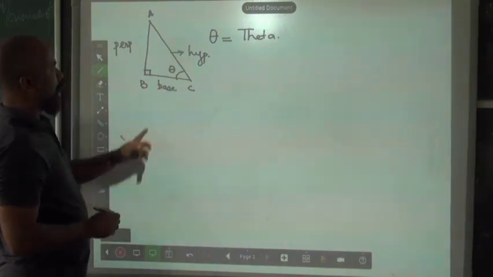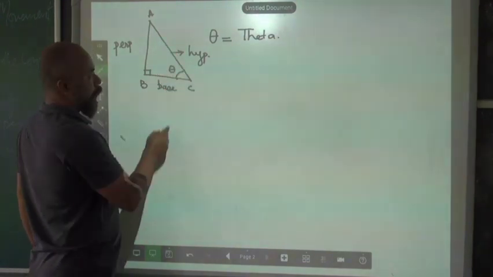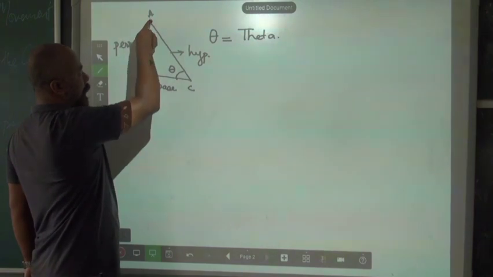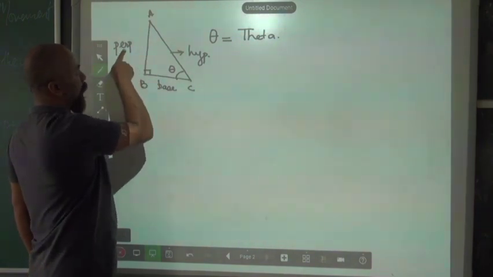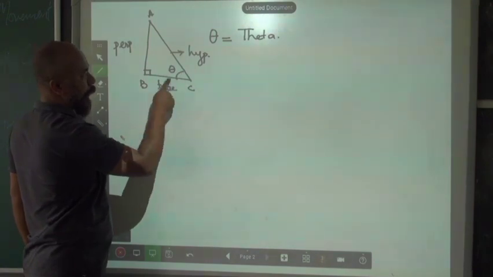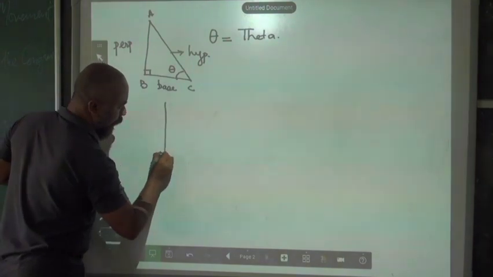I hope this is clear. So we have the slanted side, which is your hypotenuse. Wherever you have the angle, opposite to your angle, whichever side is there, that becomes your perpendicular. And the side on which the angle rests, that becomes your base. So let's say, for example, another right angle triangle.